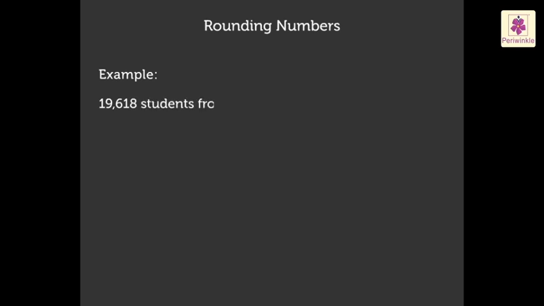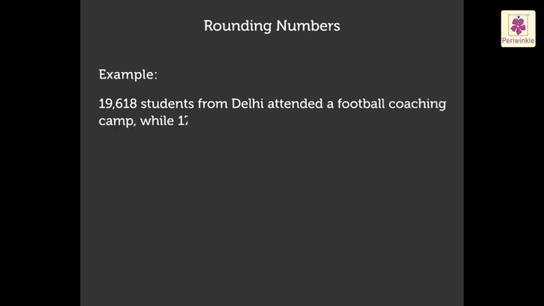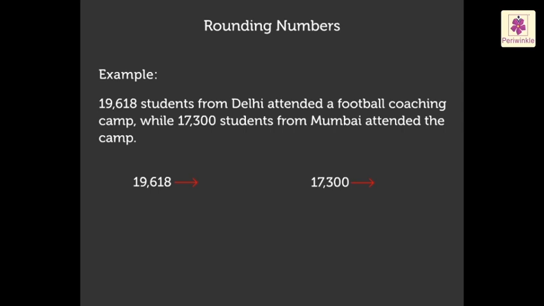19,618 students from Delhi attended a football coaching camp, while 17,300 students from Mumbai attended the camp. Now, here we can round these figures to the nearest thousand and say 20,000 students from Delhi attended the camp, while 17,000 students from Mumbai attended the camp.